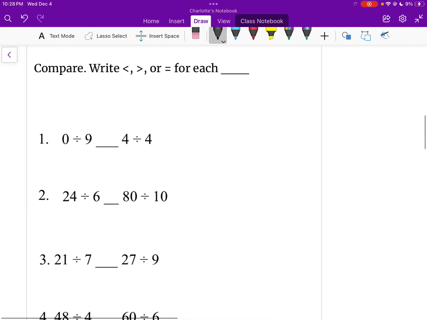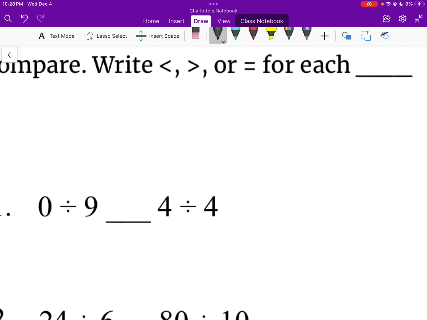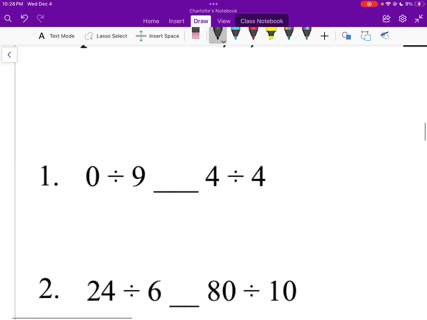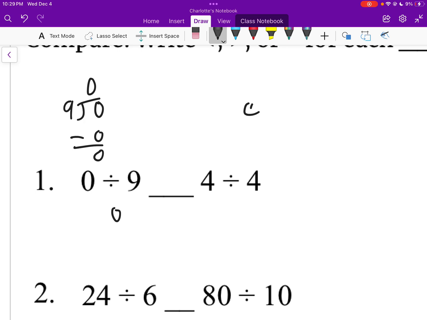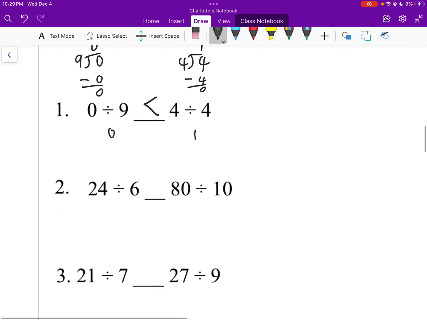For the second part, we will compare and write the sign for each blank. So 9 divided by, 0 divided by 9, sorry. It's 0. So in order to make the number 0, we have to multiply with 0. So we get 0 here. This is 0. And 4 divided by 4 is 1. So 4 divided by 4 is greater.